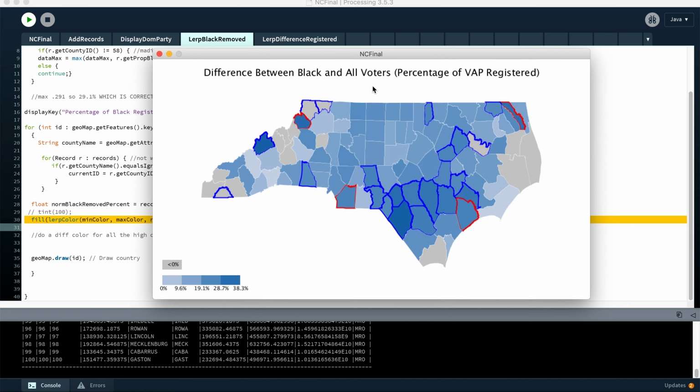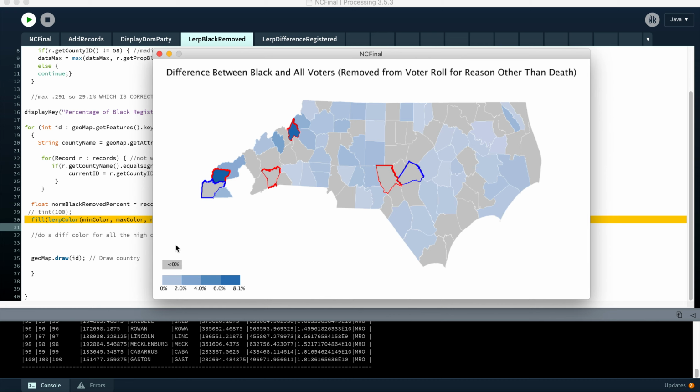I also hypothesized that this difference would be even larger in Republican-leaning counties, and so as you can see, the counties are once again outlined depending on the party preference, and this gray color is representative of a negative difference, so places where all voters had a lower percentage registered than black voters.